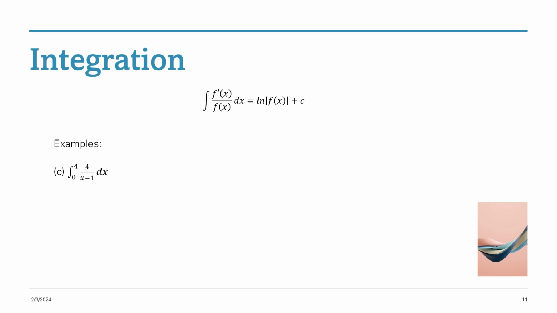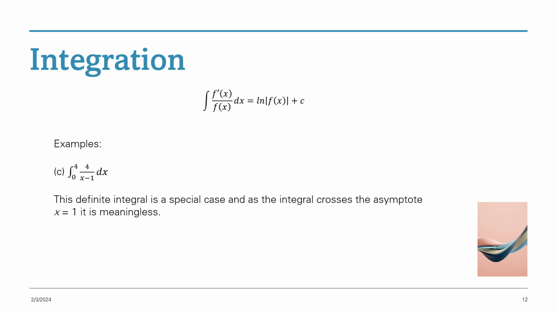For the next one, the integral from 0 to 4 of 4 over x minus 1. Now, this requires you to visualize the graph. So this is a hyperbola, and its asymptote would be at x equals 1. Now notice that my integral goes from 0 to 4. So visualize this again. Your hyperbola has an asymptote at 1, and I want my integral to go from 0 to 4.